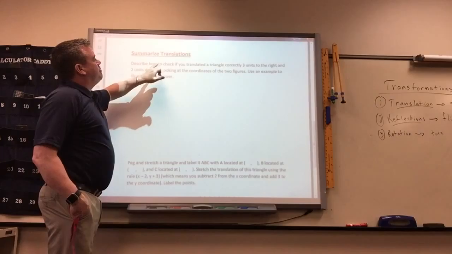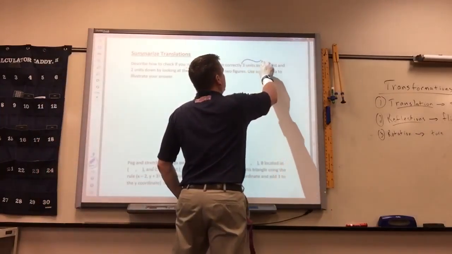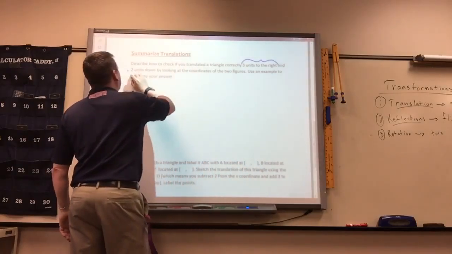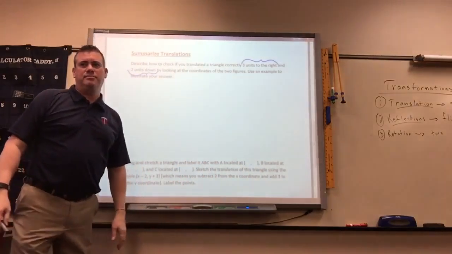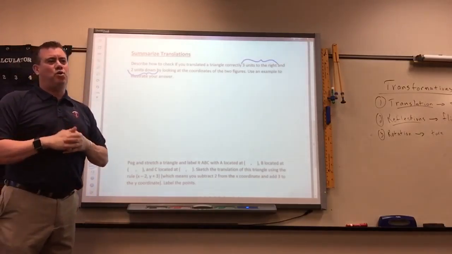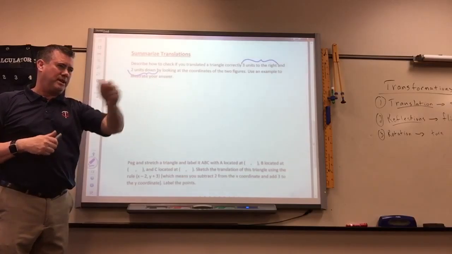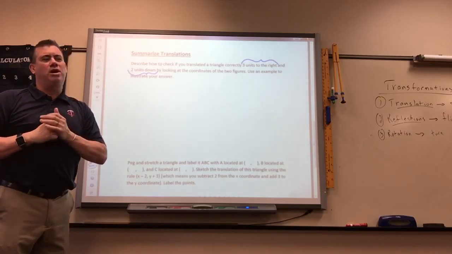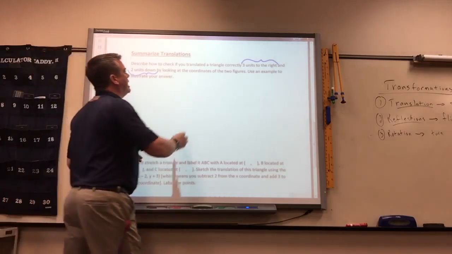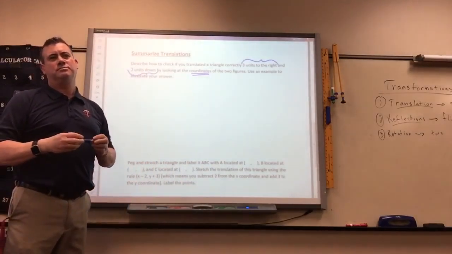Okay, then the translation side. Describe how to check if you translated a triangle correctly 3 units to the right and 2 units down by looking at the coordinates of the 2 figures. So how can you just look at the coordinates and tell if it's been translated? You can just look at where one dot was and then count 3 units to the right. Well, no, you're not looking at the graph, you're just looking at the coordinates. So you don't have a graph, you just have the coordinates.